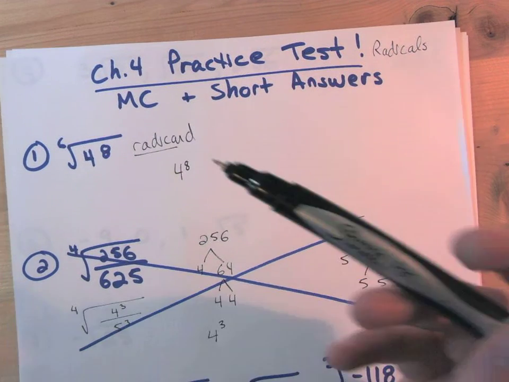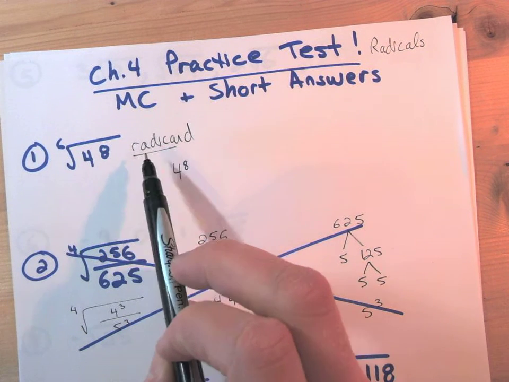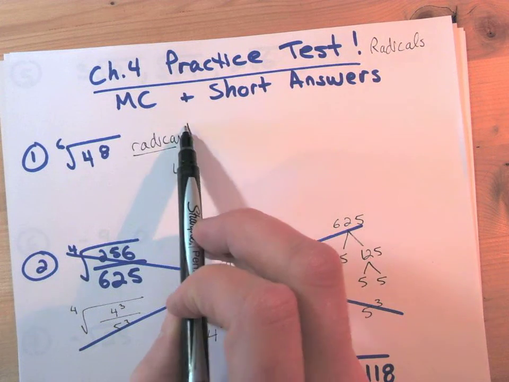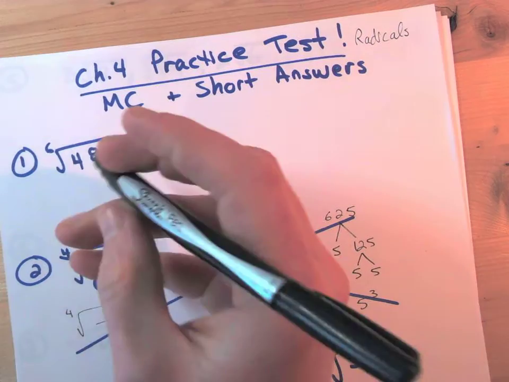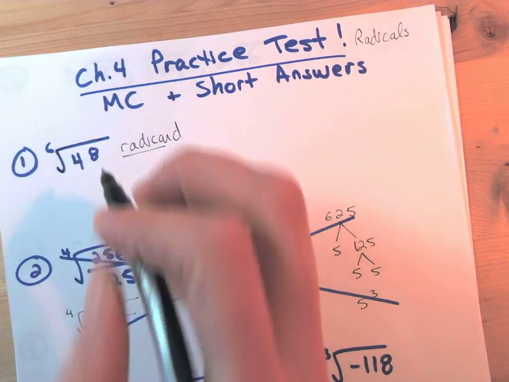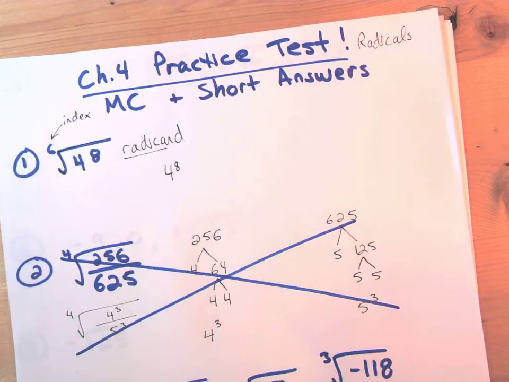So your first question is the sixth root of 4 to the power 8. What is the radicand, it asks. So the answer to this question is just 4 to the power 8. It's just whatever is underneath the radical symbol. What's this called again? This one's called the index, but it didn't ask anything about that.